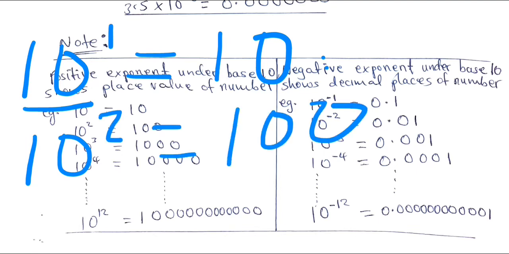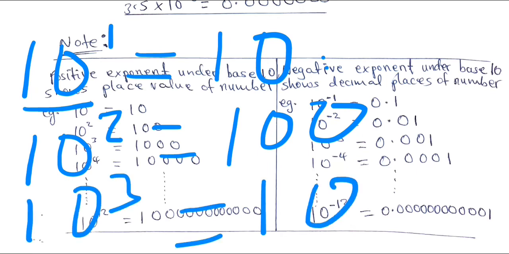So when we have exponent 1, we have one zero; with exponent 2, we have two zeros. Even when we have 10 exponent 3, we have 1 and 3 zeros. You see the trick: the exponent gives the number of zeros. Since we have exponent 1, we have only 1 zero. 10 exponent 2, we have only 2 zeros.